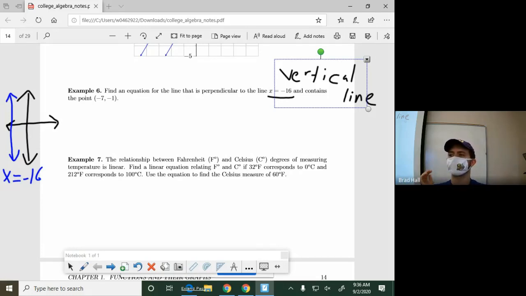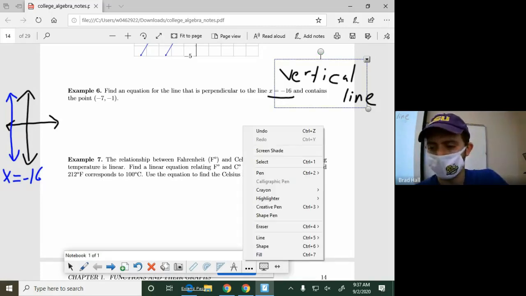So now that we have an idea of what the original line looks like, now we need to figure out what a perpendicular line would look like. So naturally, we have a vertical line. What kind of line would be perpendicular to it? Yeah, you can imagine horizontal. So now we have in our minds, we want to consider a horizontal line.